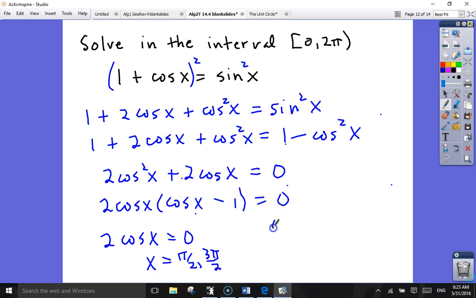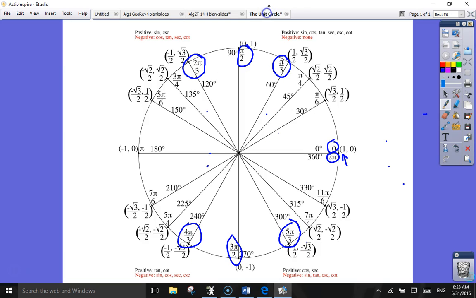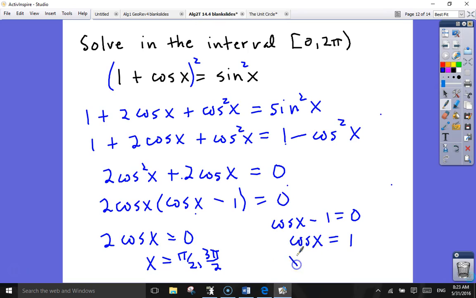Okay, and now we've got to set cosine x minus 1 equal to 0, which means cosine equals 1. Where does cosine equal 1? How about 0 and 2 pi? So x equals 0, but it's not plus n times 2 pi, because this gave us a domain. In fact, we don't even include the 2 pi because that's round parentheses, which means 2 pi is not in there. So the answers are these right here.